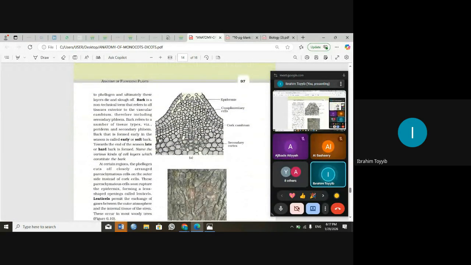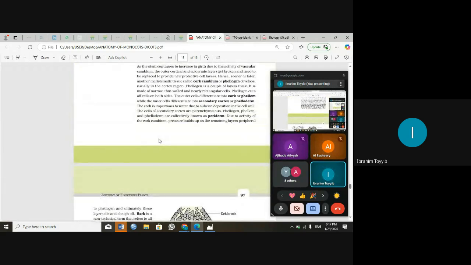Now let's come to this. The cells of the secondary cortex are parenchyma. Phellem, phellogen, and phelloderm are collectively known as periderm. So another name for phellogen is cork cambium. And then another name for phellem is cork.